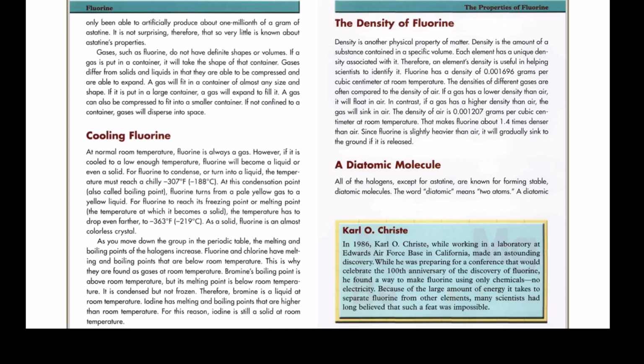Therefore, bromine is a liquid at room temperature. Iodine has melting and boiling points that are higher than room temperature. For this reason, iodine is still a solid at room temperature.